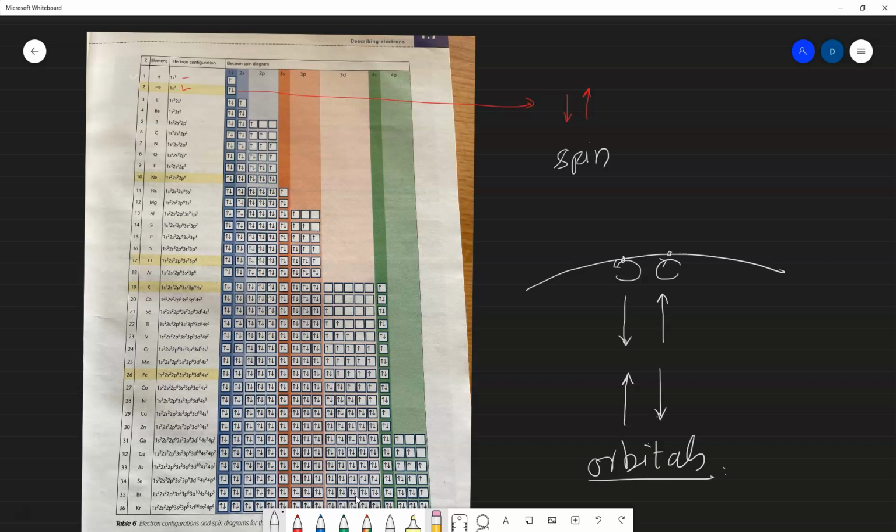So take lithium. Lithium has got two in the S subshell of shell number 1, and one in shell number 2. It has got one in the first subshell. So this is 1s2 and 2s1.